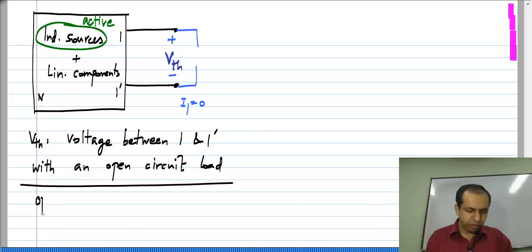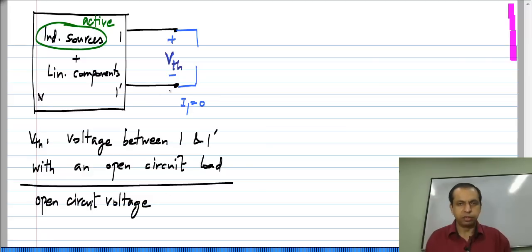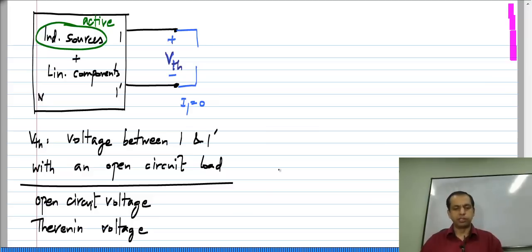This V T H is also known as the open circuit voltage, for obvious reasons, it is measured with an open circuit at the output, or the Thevenin voltage in relation to this theorem. Okay. So, you will get some value, right. All you do is you take your circuit and you do not connect anything between the terminals 1 and 1 prime, where you are trying to find the equivalent and find the open circuit voltage across those terminals.